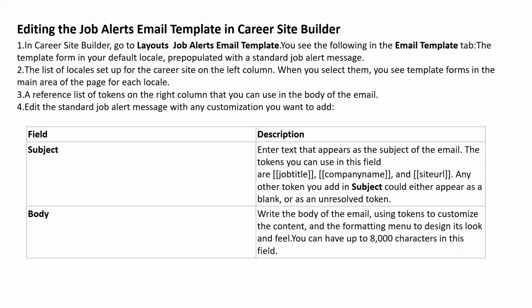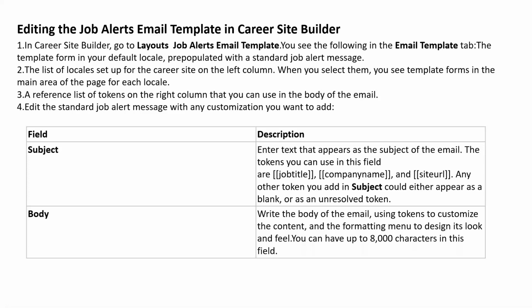Once you select them, you will be able to see the template forms or main area that's available. It also provides you a list of tokens which are tied with the body of an email, and also standard job alert messages. The key areas under this job alert email template are subject and body. The subject gives a quick top-level view of the main purpose, and then the body is the generic text inside it.